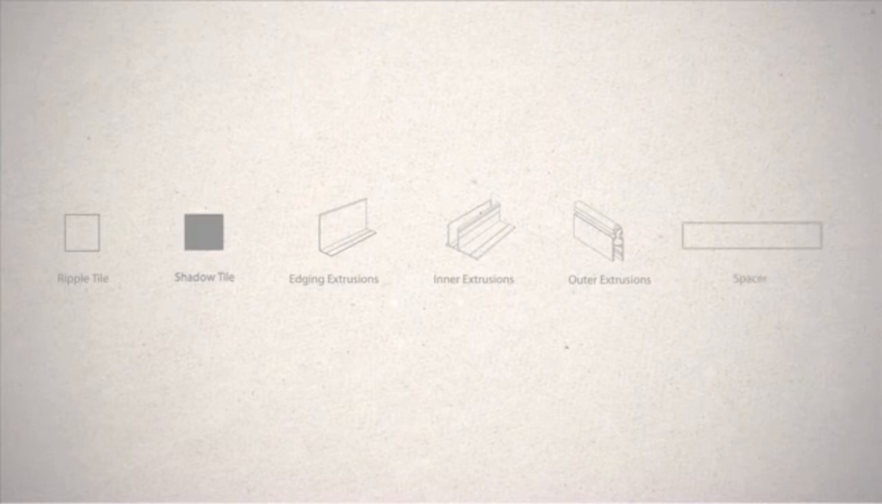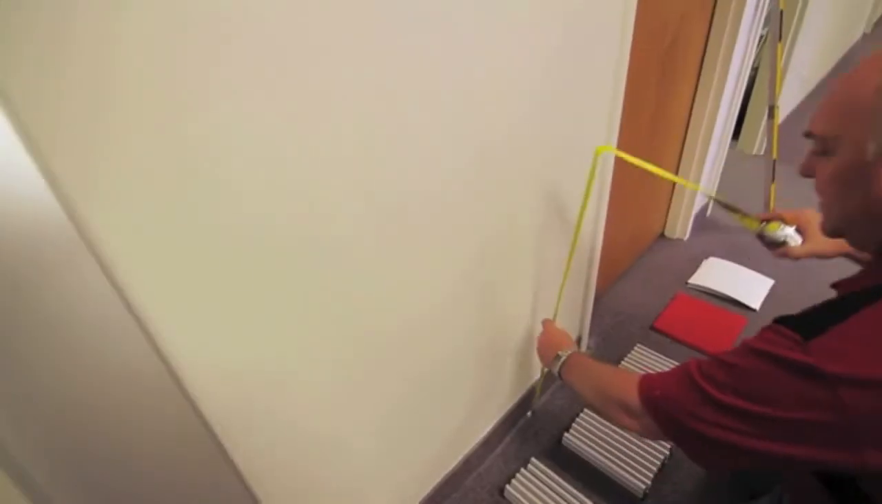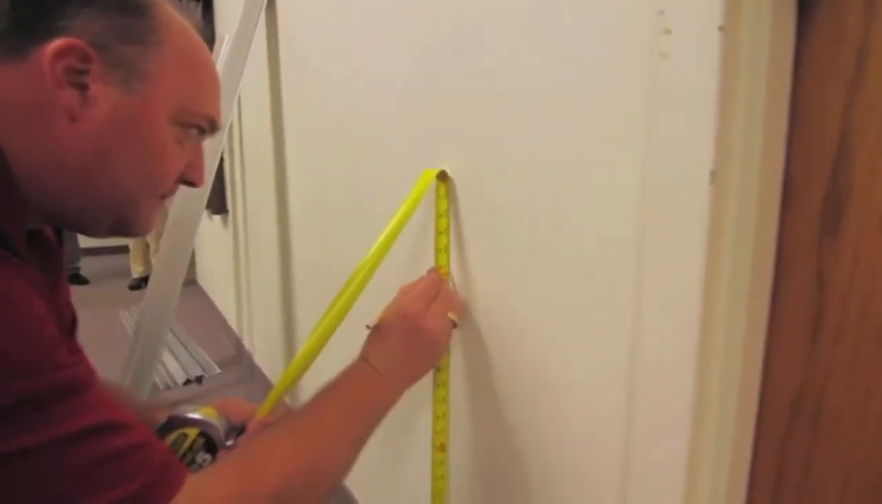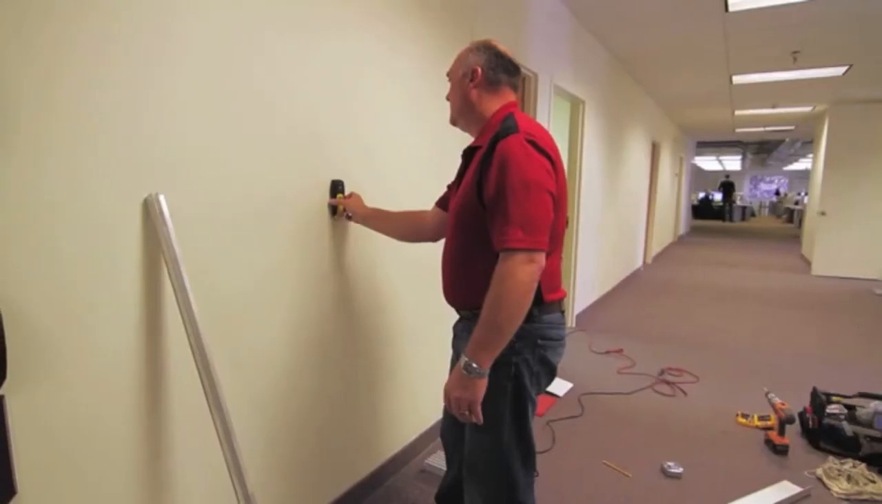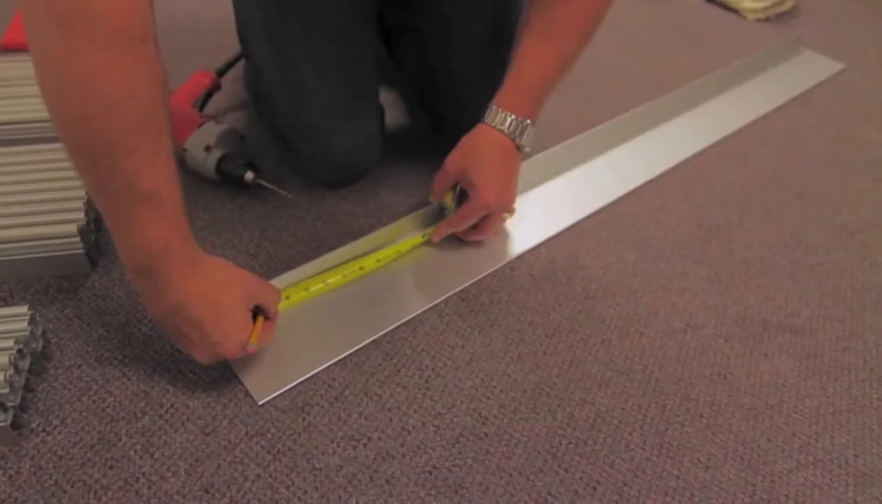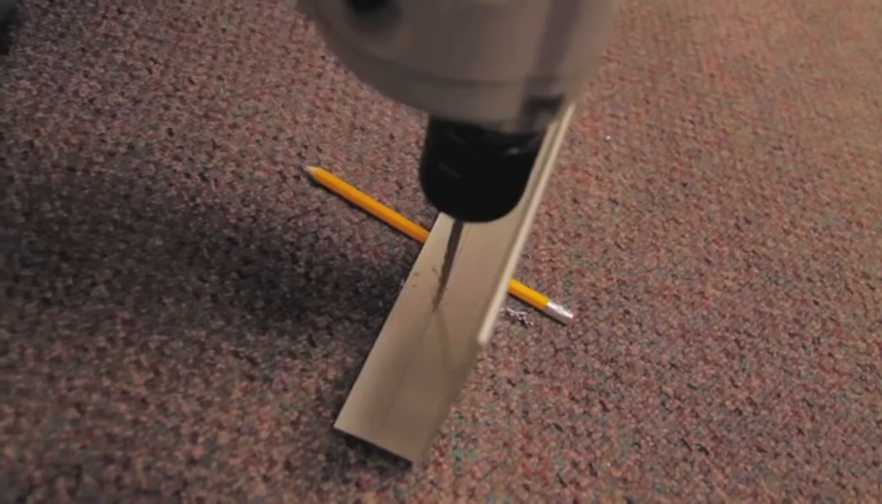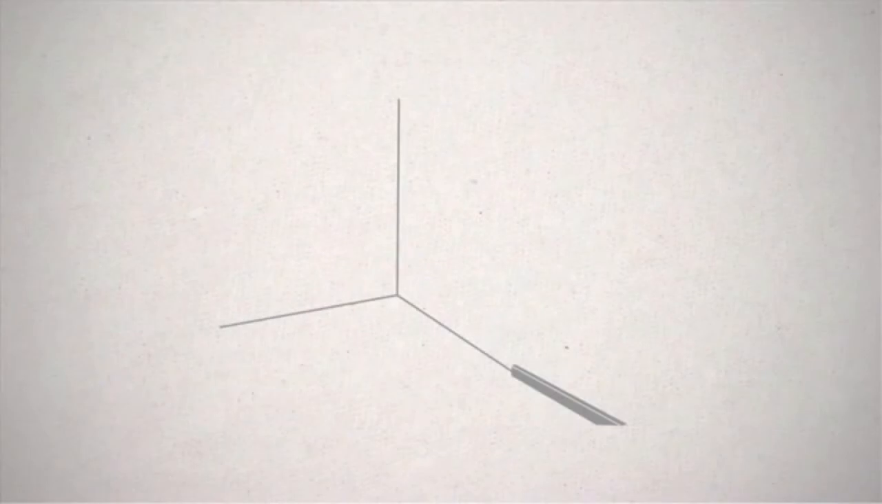Your Ripple kit will contain the following: ripple tile, shadow tile, edging extrusions, inner extrusions, outer extrusions, and spacer for accurate placement. Before you begin, measure your space appropriately and find structural studs for installation. Mark and drill the holes in your extrusions to match your measurements. Place the first end of the edging extrusion in the desired position and attach it to the wall with screws.